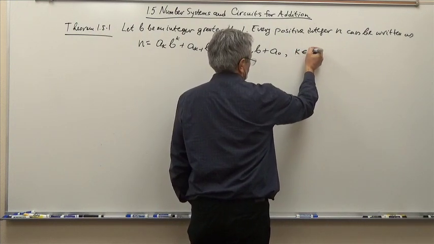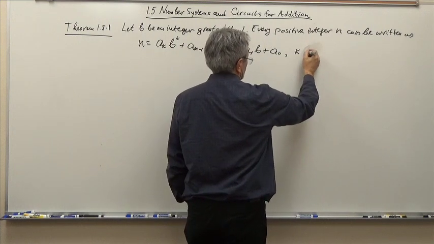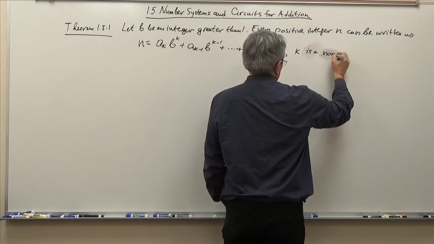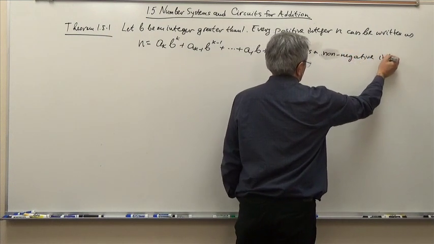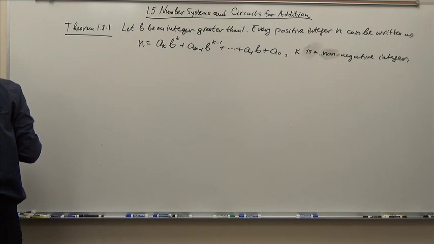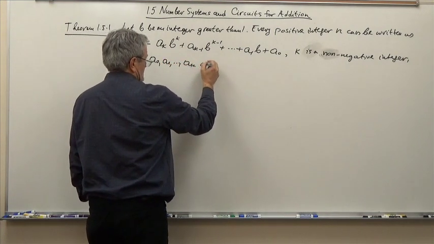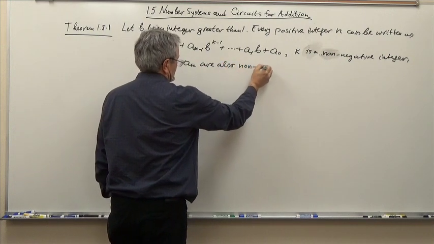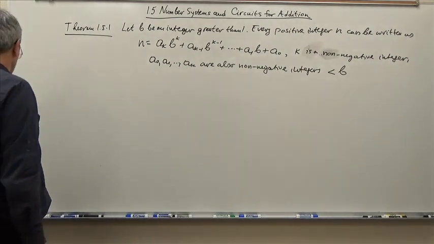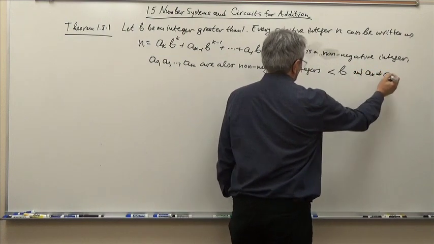in Z plus. Let's say k is a positive integer, non-negative. It could be zero also. Integer. And then a_0, a_1 to a_k are also non-negative integers less than b, that's very important. And what else? a_k is different from 0.